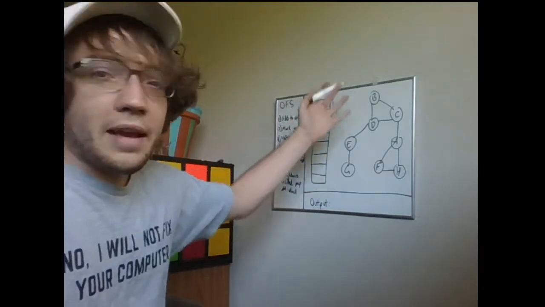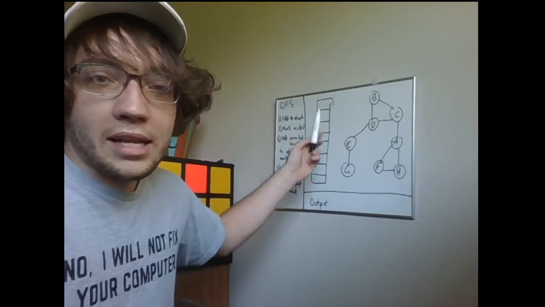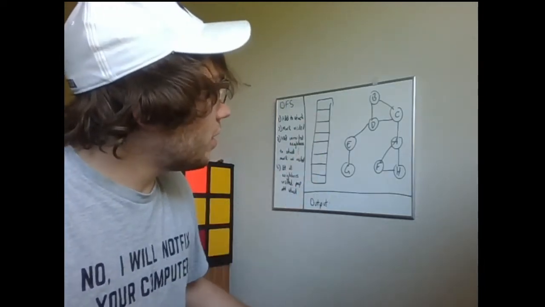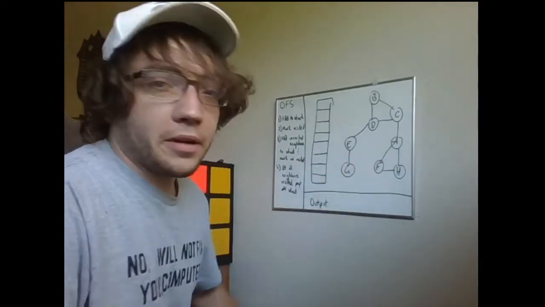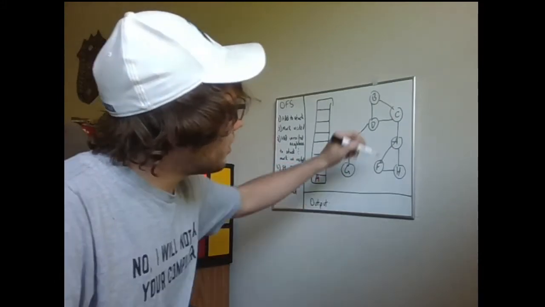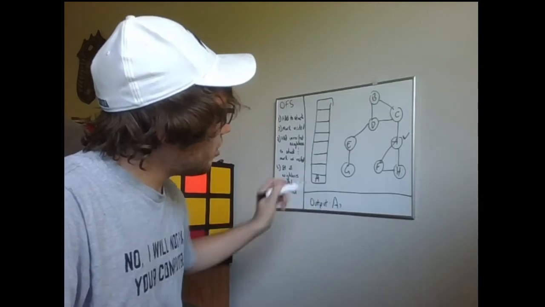So I have my graph here of 8 elements. I've got where I'll put my output, and this will represent my stack. So we can start on any node we want. Just to be consistent, I'll start on A here. So step 1, add it to the stack. Step 2, mark it as visited. Okay, and now we have A in our output.